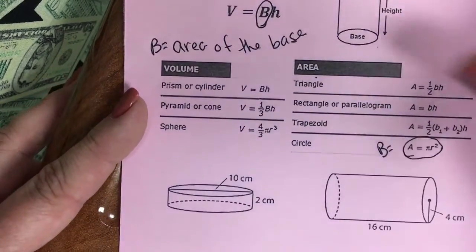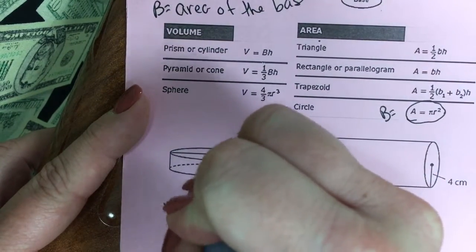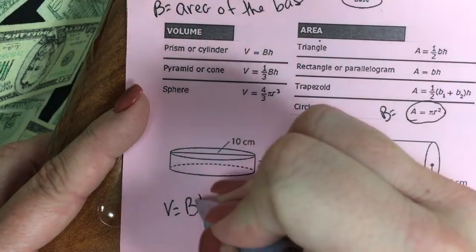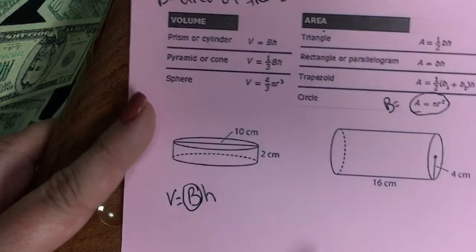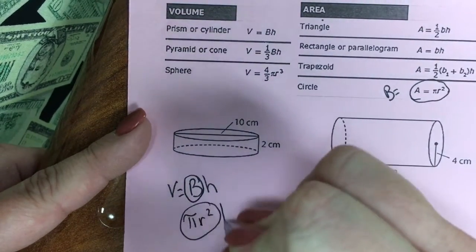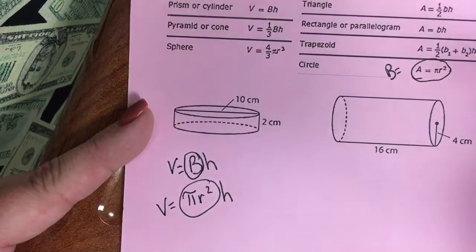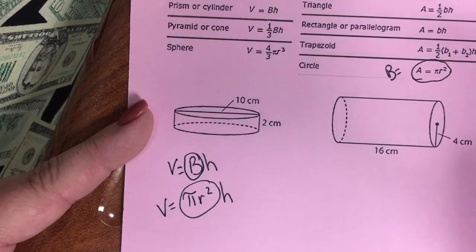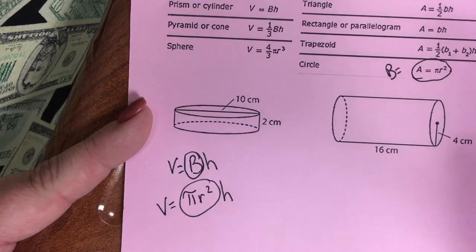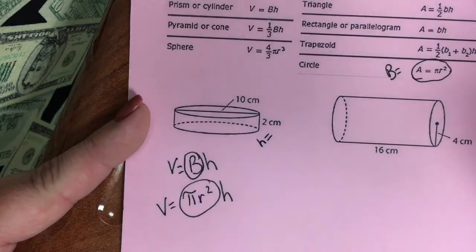All right, so we're going to come down here and solve a few examples. So our formula is volume is equal to big B times H. I'm going to circle big B. I'm going to replace big B with pi r squared, and that gets multiplied by the height. So the only two things that I have to have are the radius and the height. The height connects the two bases. So this 2 is my height.